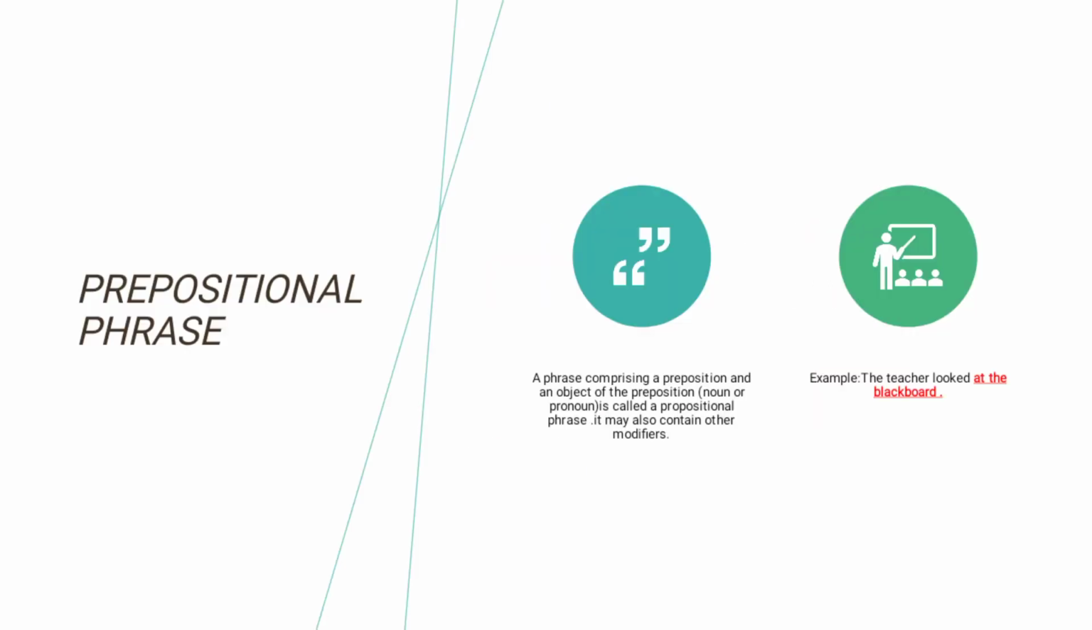Next we have the prepositional phrase. Before looking at the prepositional phrase, first of all, we're going to look at what a preposition is in English grammar. A preposition is a word used to link nouns, pronouns, or phrases to other words within a sentence. And what is a prepositional phrase? A prepositional phrase consists of a preposition and an object of the preposition or other modifiers. For example, the teacher looked at the blackboard. You can see here at the blackboard is a prepositional phrase.